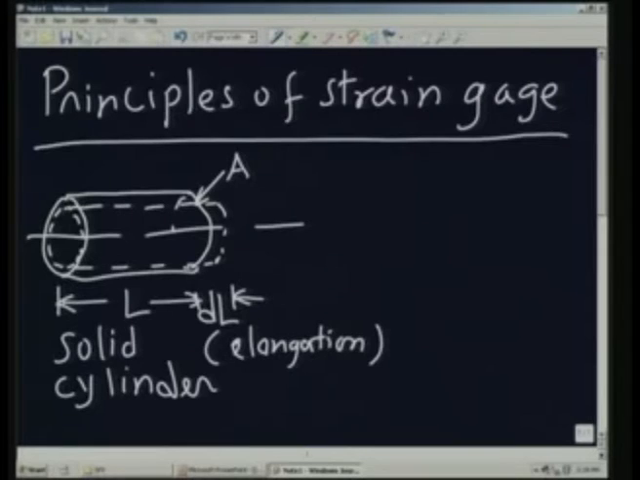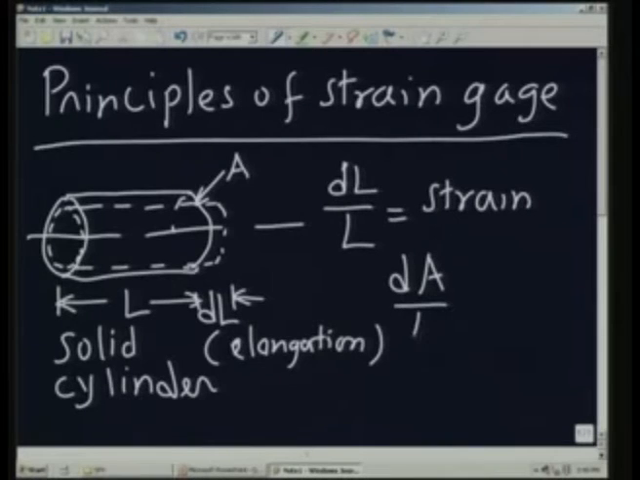So, dL by L is the strain in the length direction, and let us say dA by A is the change in the area per unit area in the normal direction. Okay. So, dA by A is nothing but the strain due to the strain in the perpendicular direction, perpendicular to the direction of the longitudinal strain, there will be a change in area. This is in the perpendicular direction.